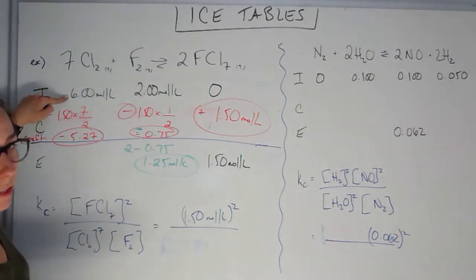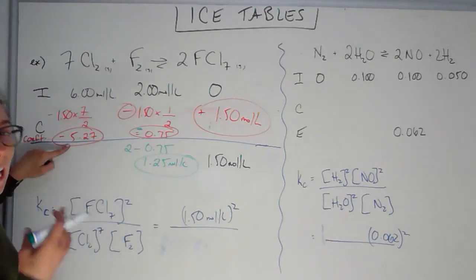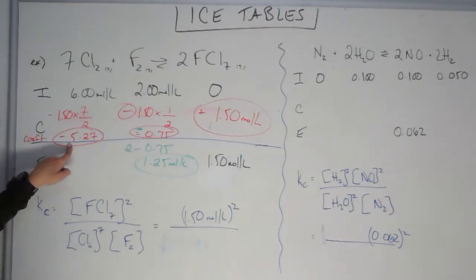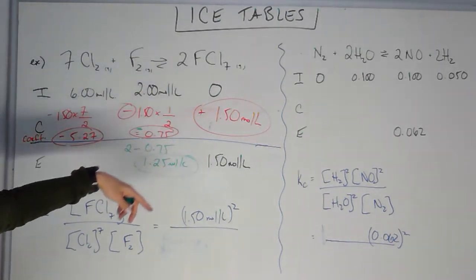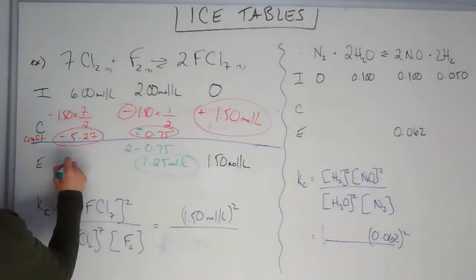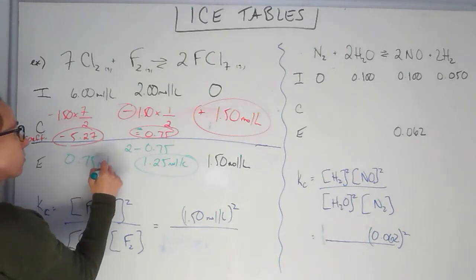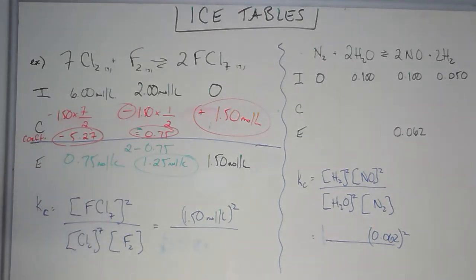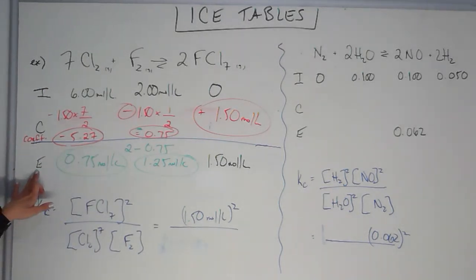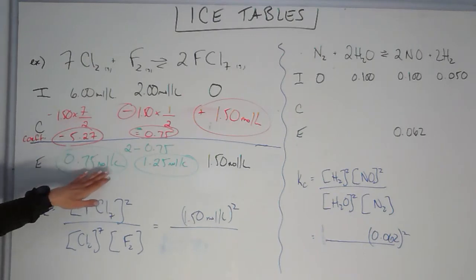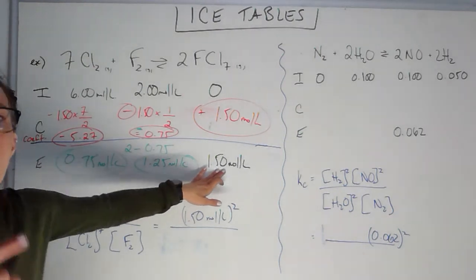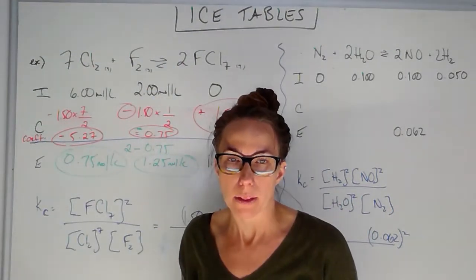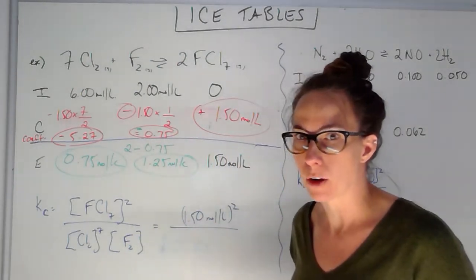Over here, I started with 6. I reacted 5.27 of it in order to make my product. And so I'm left with 0.75 moles per liter of that stuff. That must be a 5 there. Anyway. Okay, now I have everything in my equilibrium column. I have this value, and this value. And now I can plug and play because I have my equilibrium concentrations.